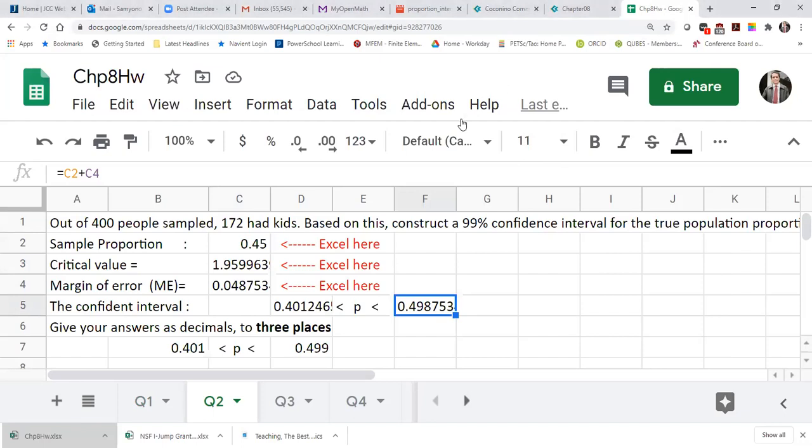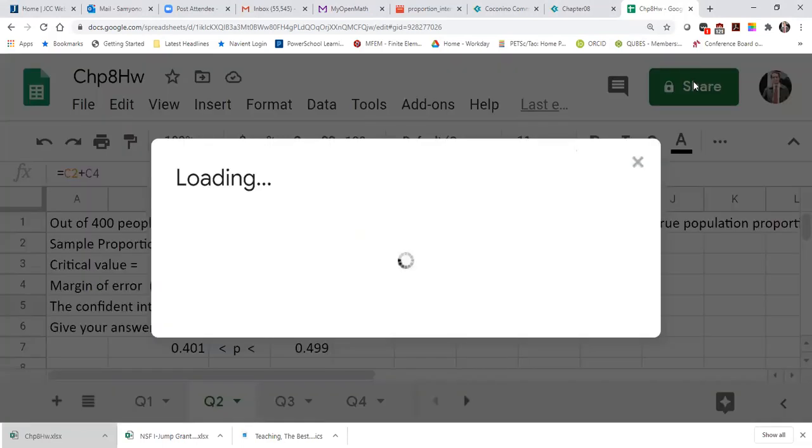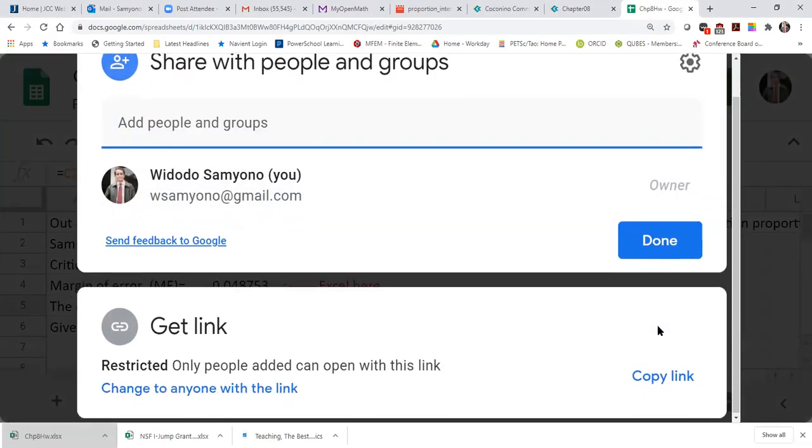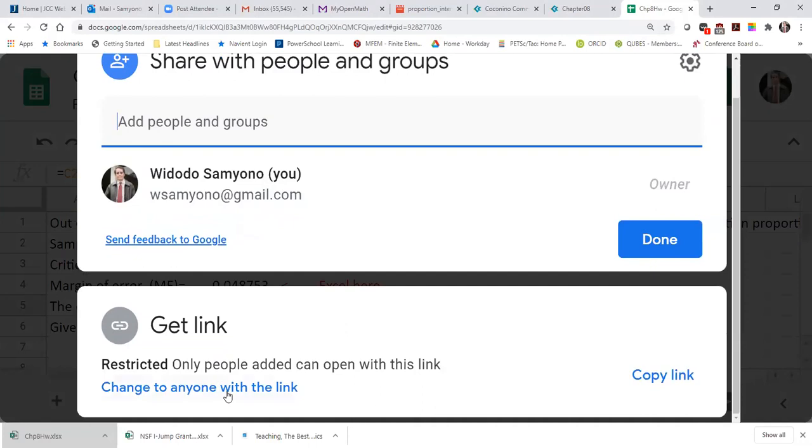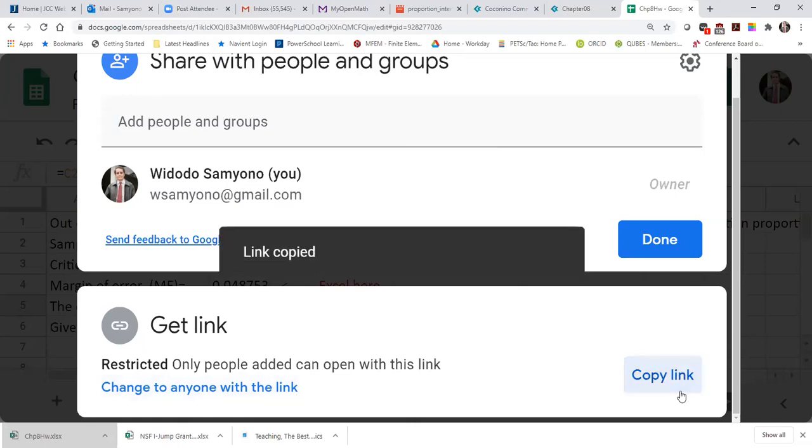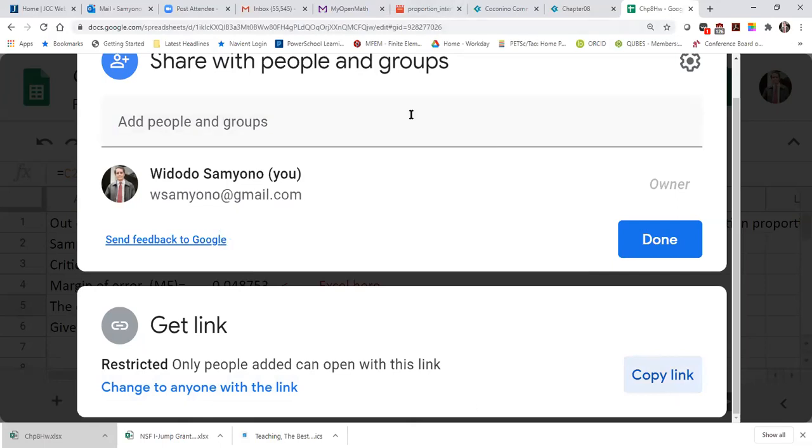Okay, let me share this in the chat, the Google spreadsheet. What you can do is go to this and copy it to your own drive, okay? And then you can change it. Let me copy this and put it in the chat.